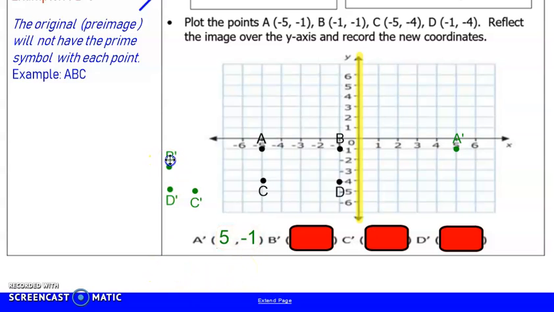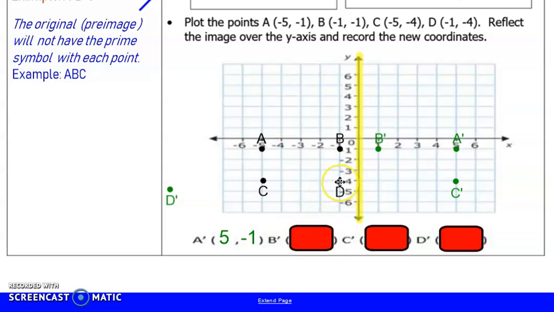The same for B prime. I notice that point B is 1 unit away from the y-axis, so point B prime is just going to be 1 unit from the y-axis in the opposite direction. Point C, I notice, has the same x value as A, so it's going to be 5 units from the y-axis, which means C prime is also going to be 1, 2, 3, 4, 5 units from the y-axis, but just in the opposite direction.